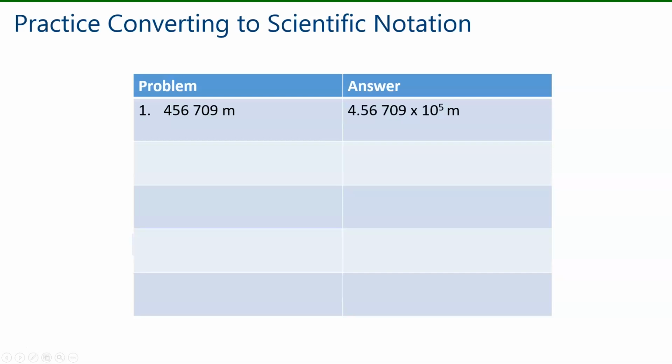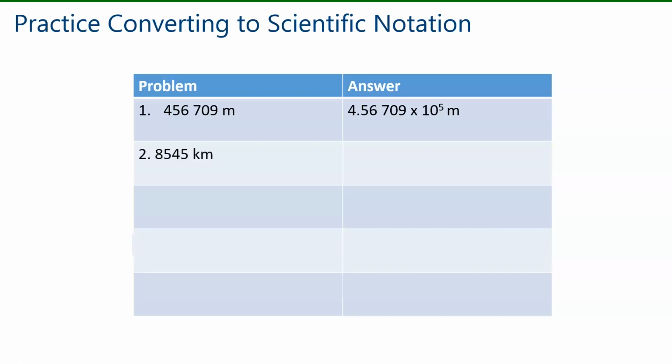So our answer is 4.56709 times 10 to the power of 5 meters. In this case, we moved our decimal to the left until we got a number between 1 and 10, counting as we moved, and we moved 5 spaces.